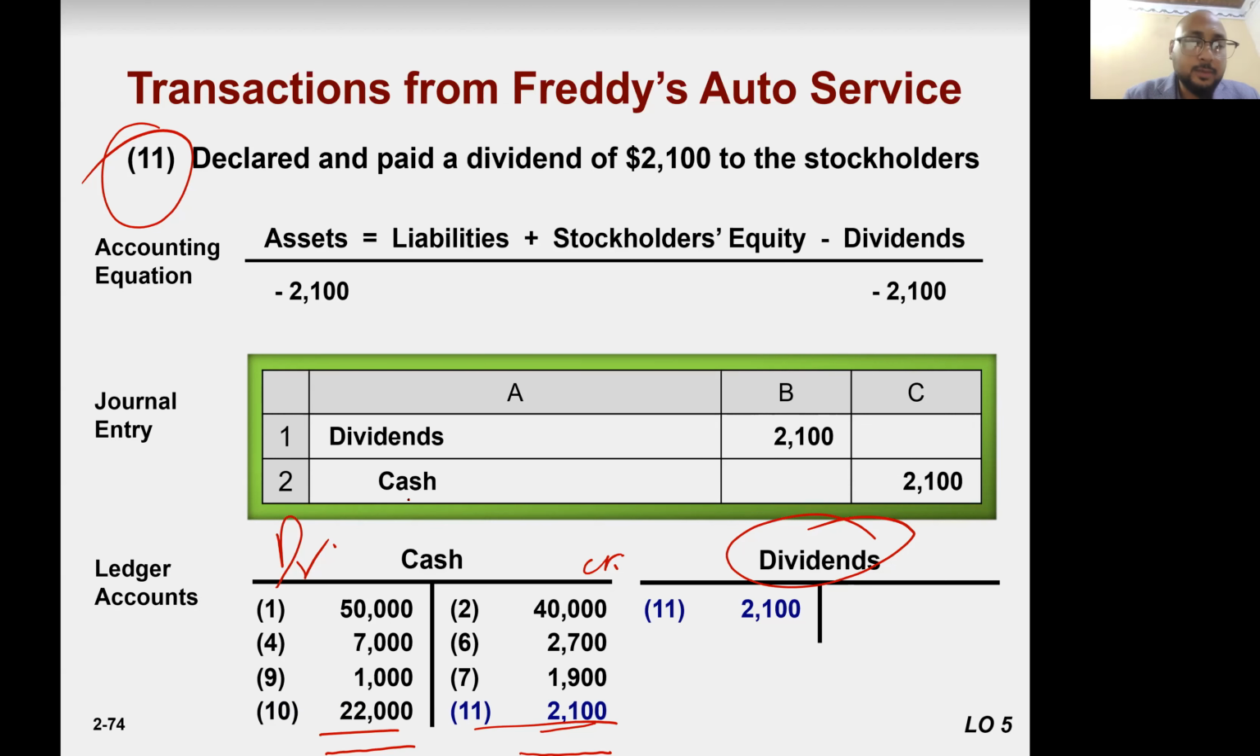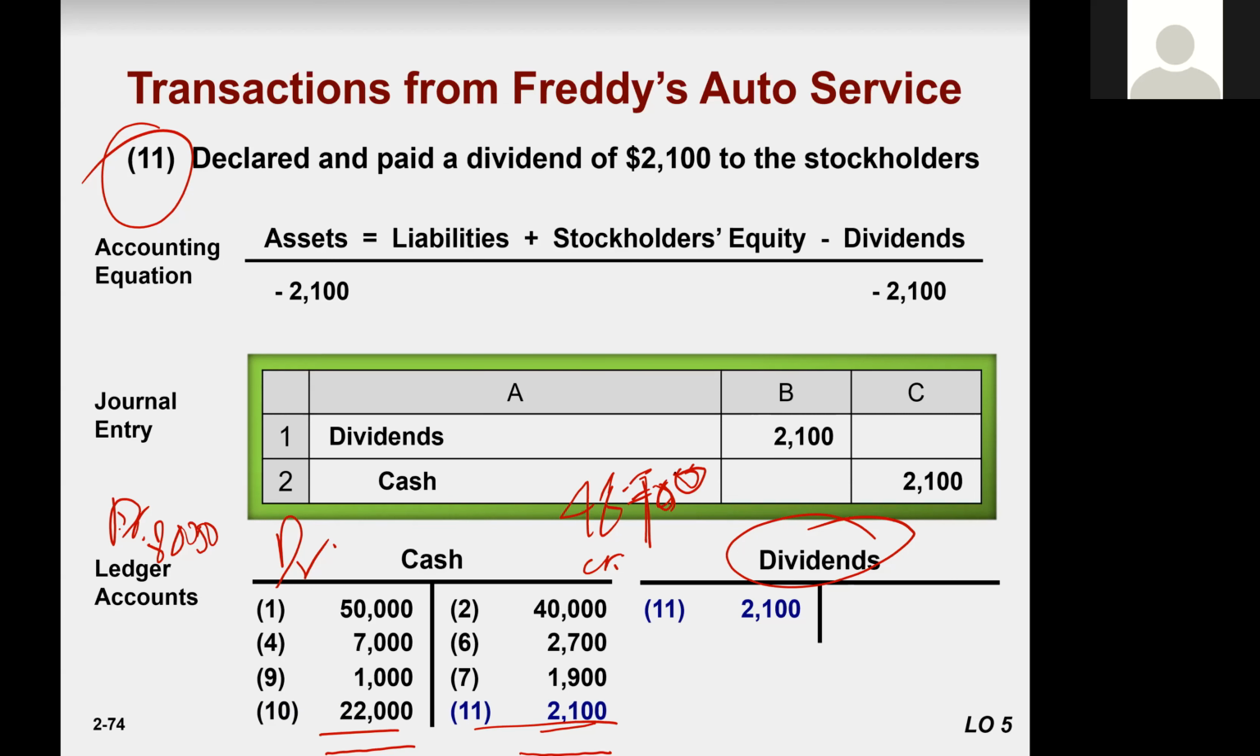50,000, 7,000 plus 1,000 plus 22,000. This is 80,000. So debit is 80,000. Credit is, we have 40,000. We have 2,700 plus 1,900 plus 2,100. So credit side is 46,700. So which side is greater, debit or credit? Debit. Greater by how much? 80,000 minus 46,700.